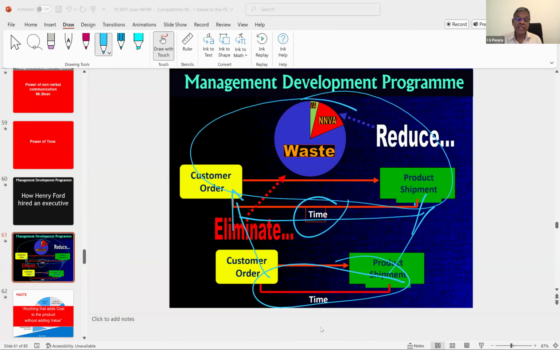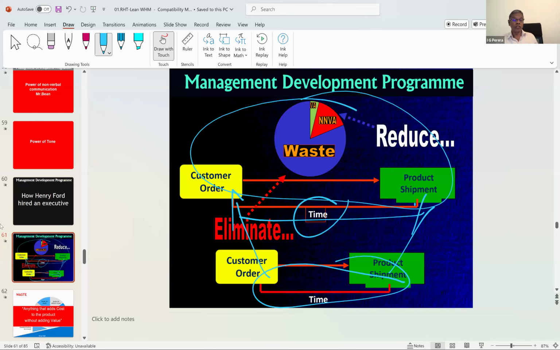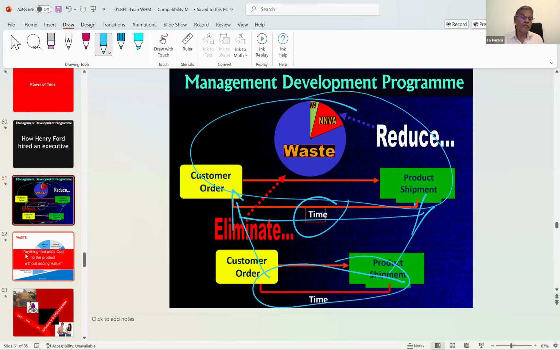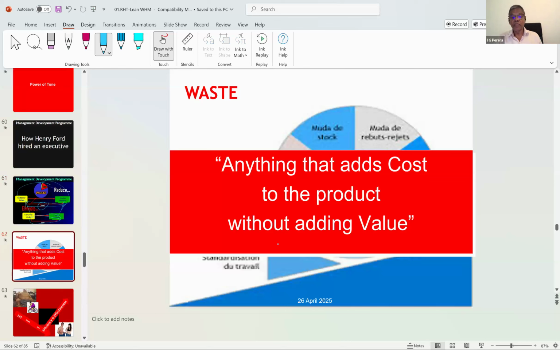That is what is lean. So lean management is in a particular manner systematically reducing and eliminating waste throughout the processes. So the waste you identify now, anything that adds to the cost of the product without adding value. No value is added, but so many things are added, then it is a waste.